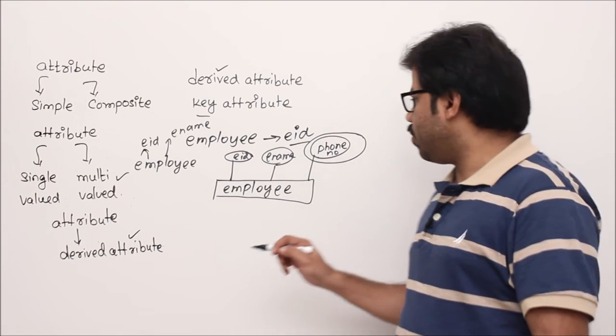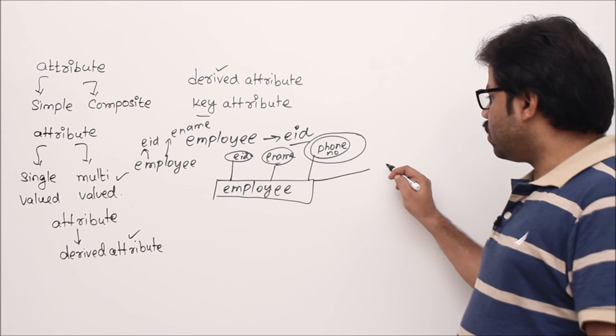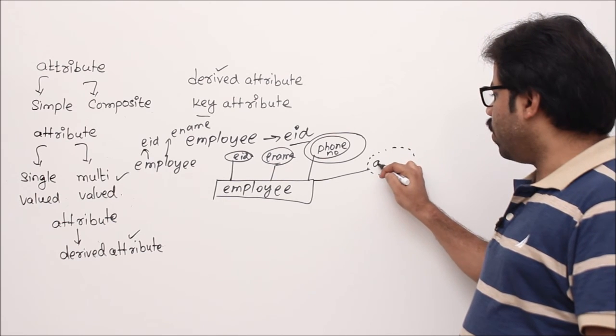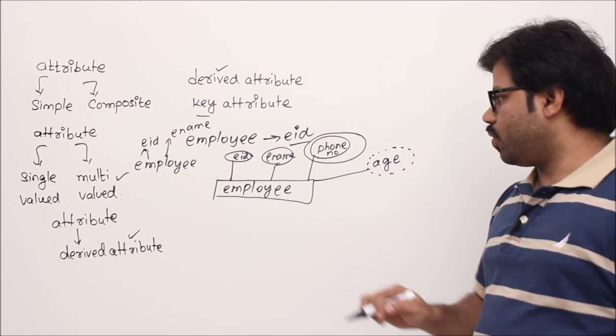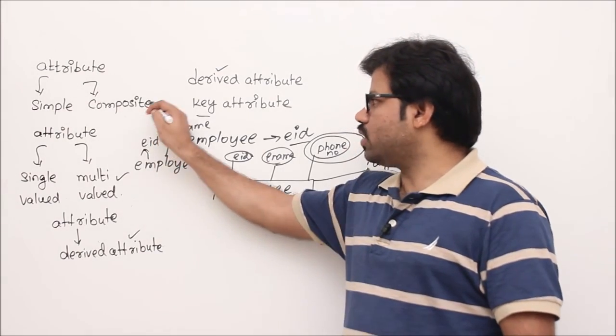Whenever you have a derived attribute, we don't keep a solid oval. Example, age, right? So we write like this, dotted lines. Usually whenever I write a dotted oval, that will be a derived attribute. Now we have to cover how to represent a composite attribute.